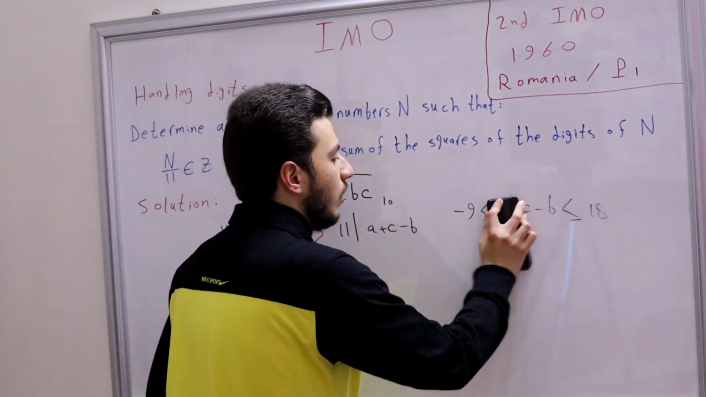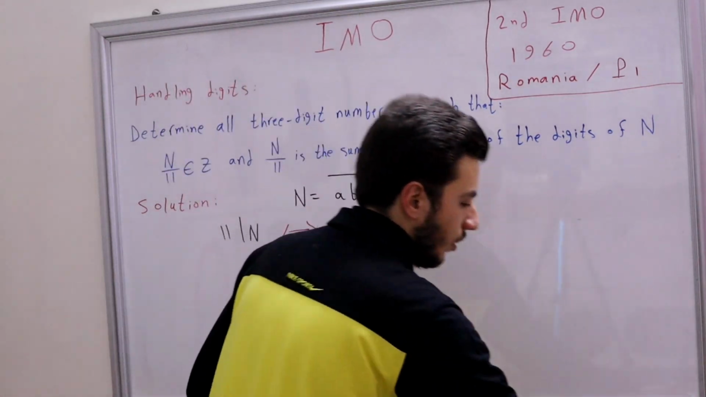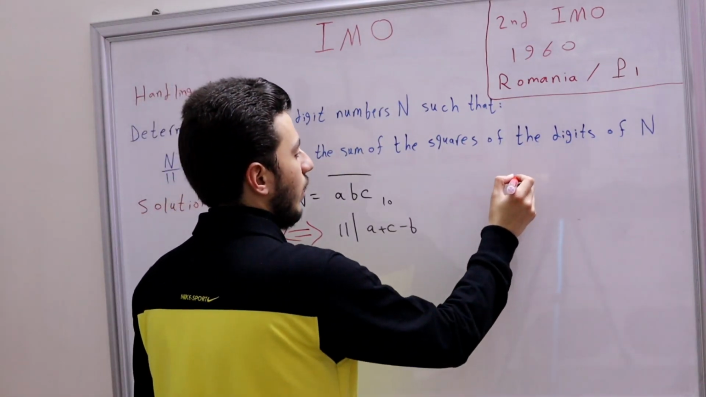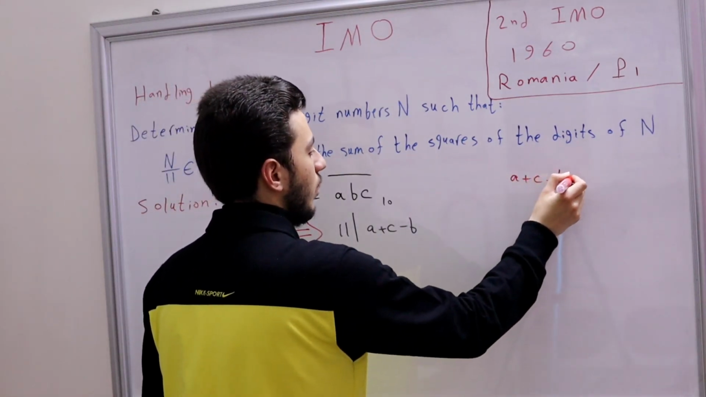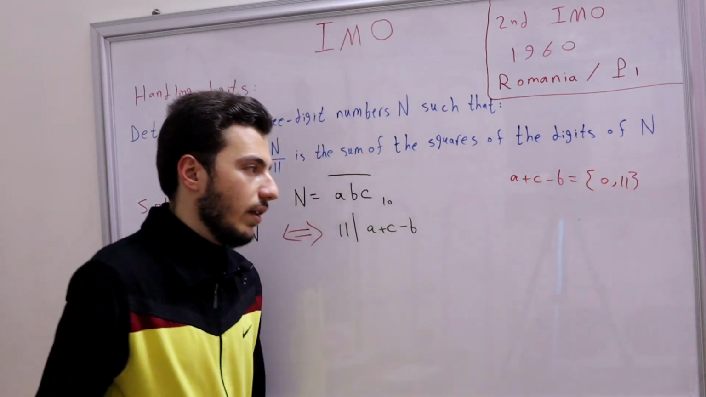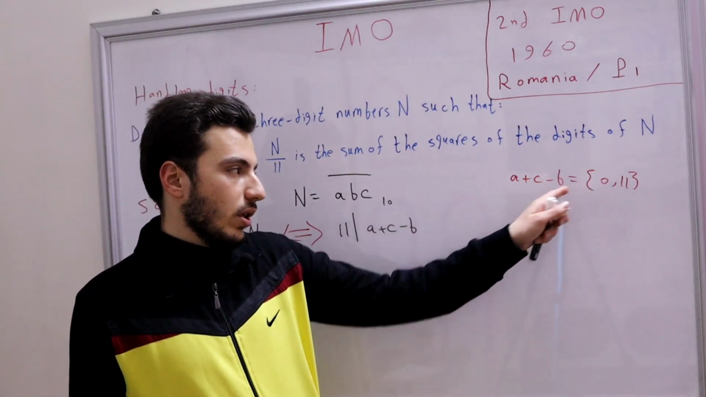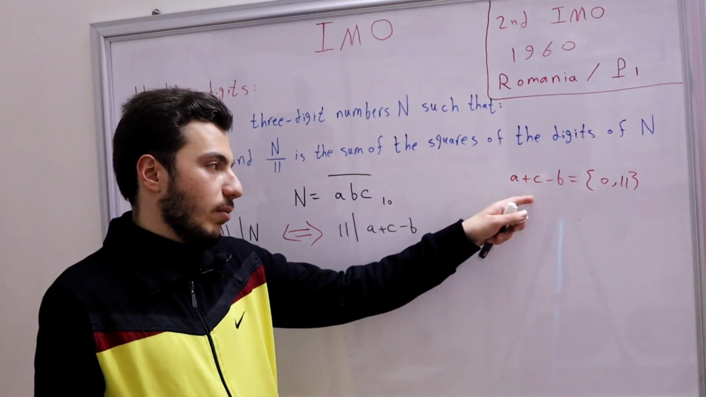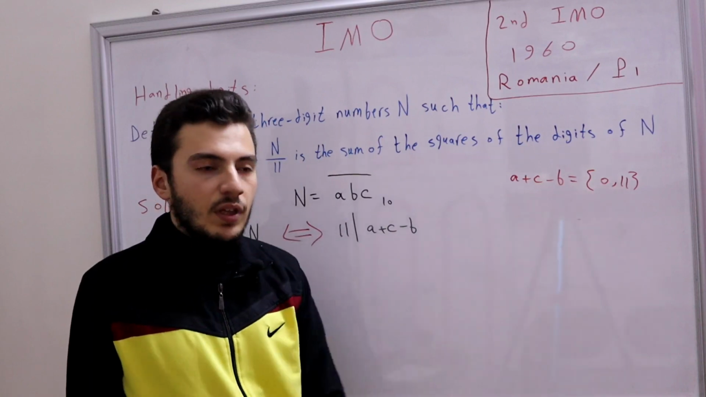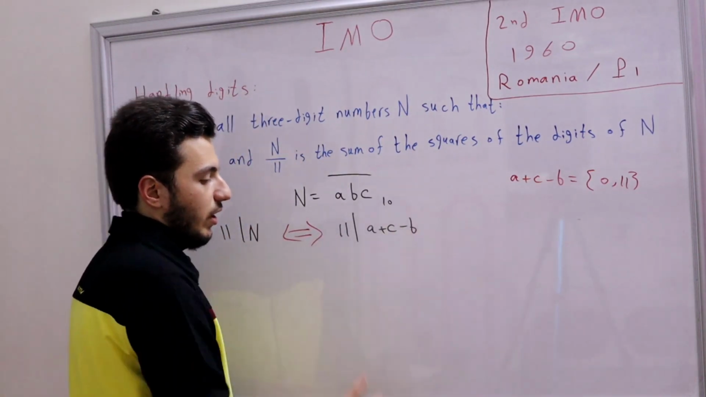Okay, so now we can immediately put the two cases. So now we know that A plus C minus B has two cases, either 0 or 11. And now the plan is simple. We're going to discuss the two cases separately. First of all, we're going to discuss A plus C minus B is 0, and then A plus C minus B is 11. And we will find a solution for each one of the cases. Okay, so actually let's erase everything and start by discussing the first case.